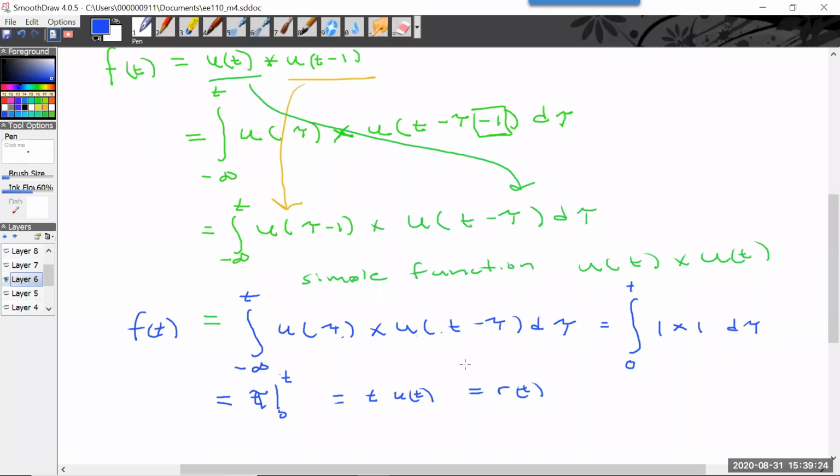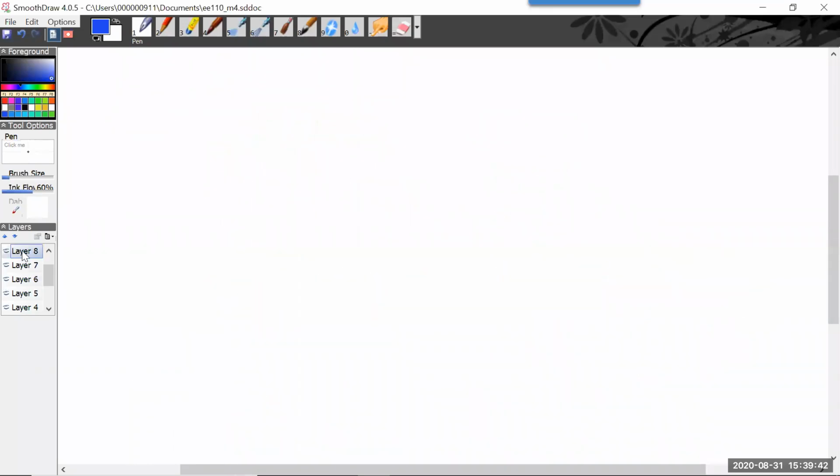So coming back, we found the convolution of a step convolved with a step, right? And now let's just rewrite that. Step convolved with step equaled r(t), right? And now that we have a delay, right?